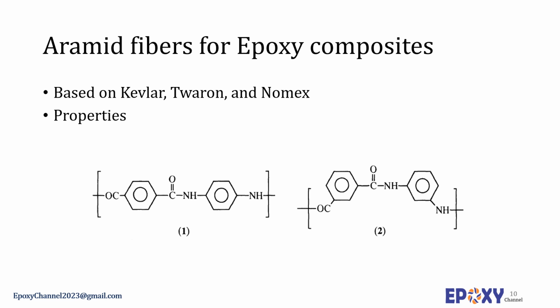Aramid fibers are based on poly-1,4-phenylene terephthalamide, Kevlar or Twaron, and poly-1,3-phenylene isophthalamide, or Nomex. Aramid fibers are often produced by an analogous technology to pitch-based carbon fibers. Their highly aromatic molecular structure promotes their stability. However, ultraviolet or UV light can induce oxidative degradation.